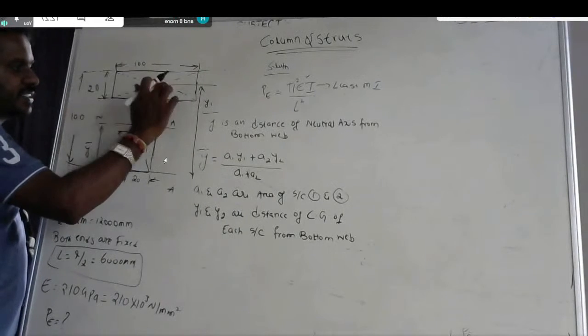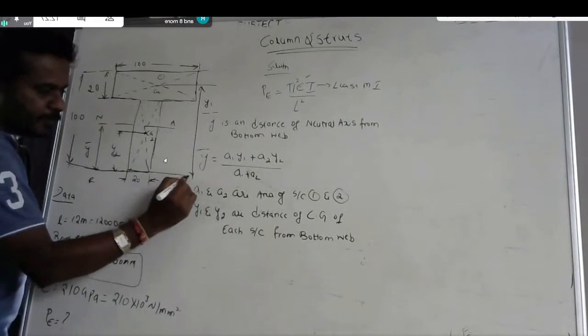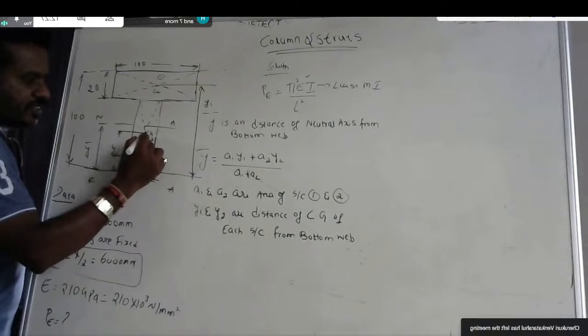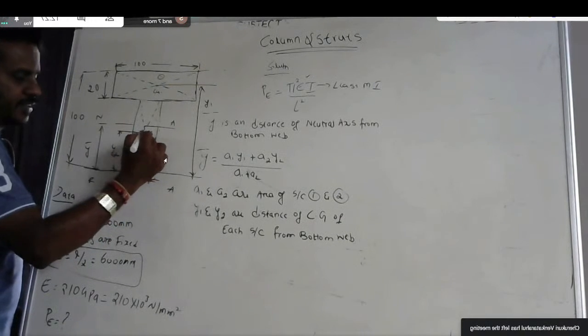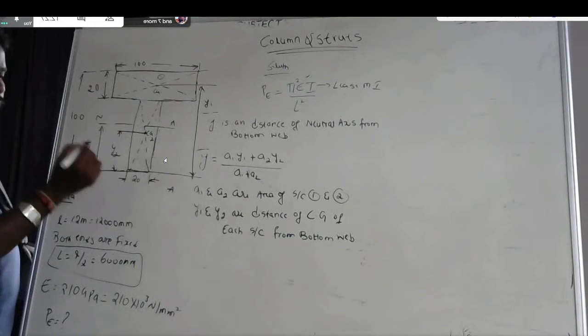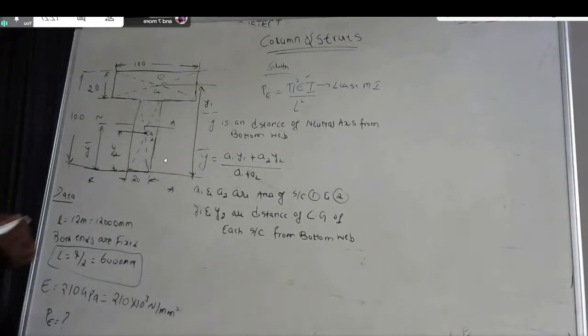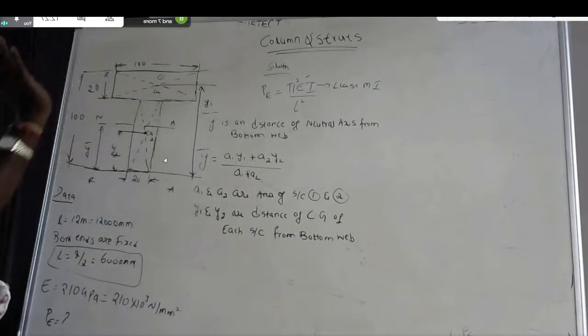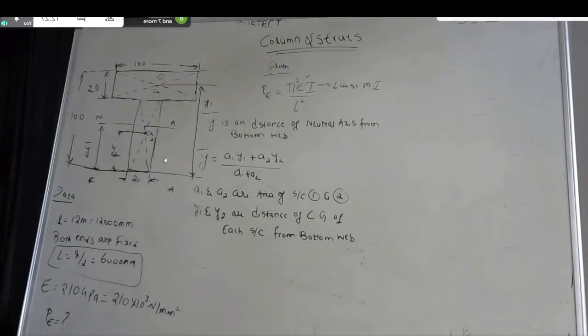y1 is the CG of section 1 from the bottom web here. y2 is the CG of section 2, measured from the CG up to the bottom, because I have taken my reference from the bottom. That's why. Are you getting it? You can take either the bottom or the top. You have to learn this properly, which means you have to go through civil mechanics. Moment of inertia is a separate topic.